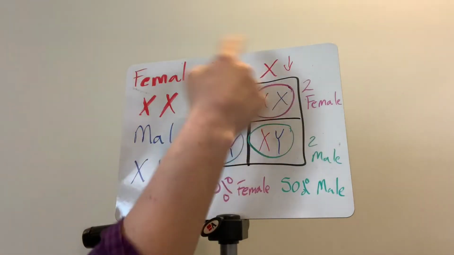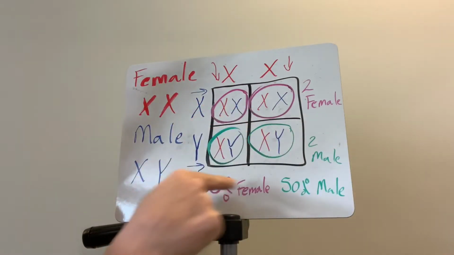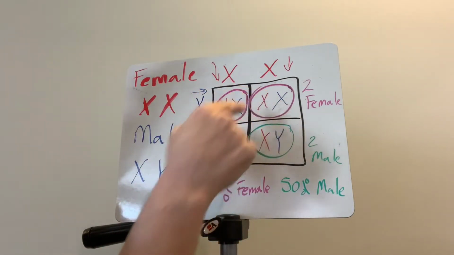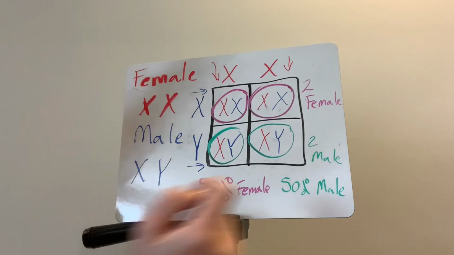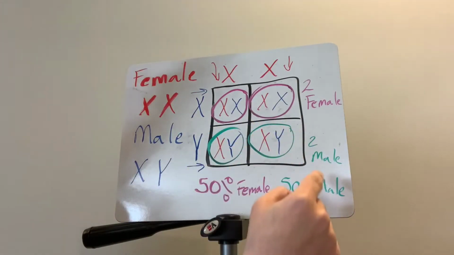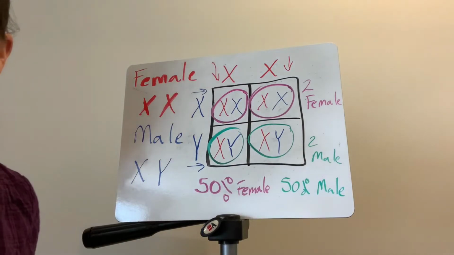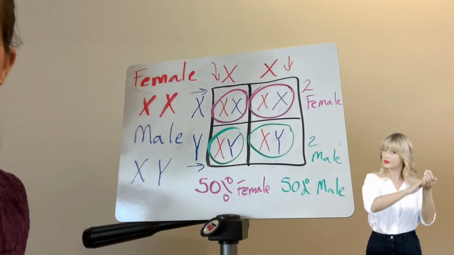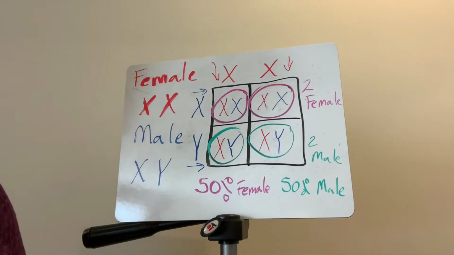Our offspring in our Punnett square, we have a 50% chance of having a female, which would have the XX chromosomes. We have a 50% chance of having a male, which would have the XY chromosomes. So there's your first basic Punnett Square. Hope that was easy to follow.